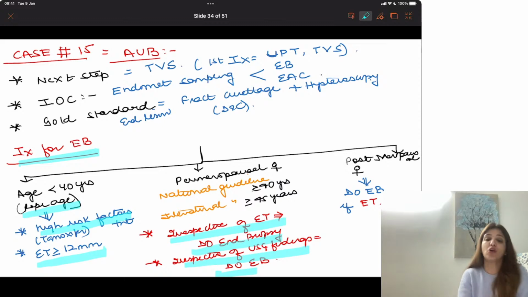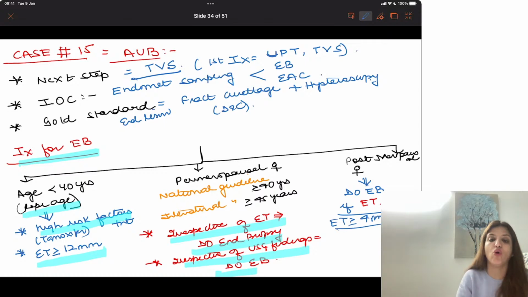Now, what if your question is talking about a postmenopausal female who has come to you with postmenopausal bleeding? Again, as I told you, the next step is TVS. On TVS, I am going to check the endometrial thickness, and if endometrial thickness is more than or equal to 4 millimeters, then I am going to do endometrial biopsy.